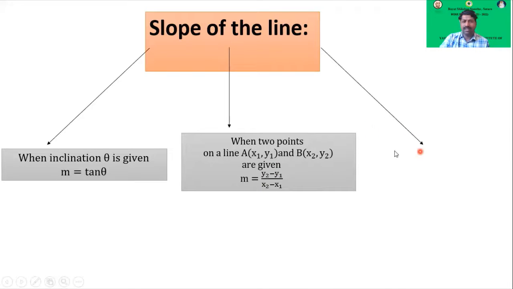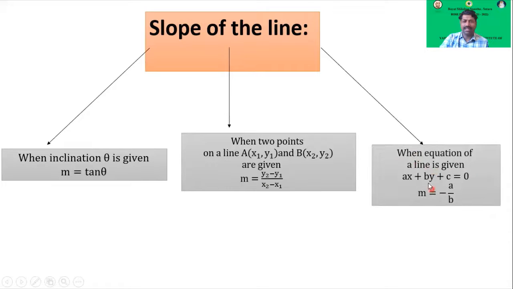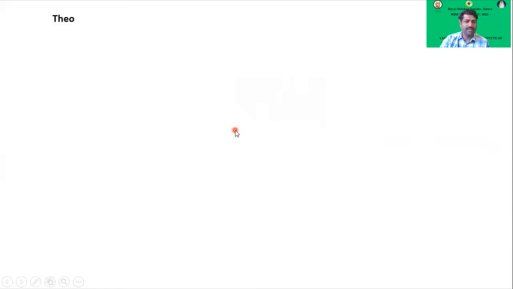And this is another method we will see in the next lecture, but here I have taken the reference. When the equation of a line is given, ax plus by plus c is equal to 0, its slope is m equal to minus coefficient of x upon coefficient of y, that is minus a upon b. So there are 3 different ways by which we can find the slope of the line.